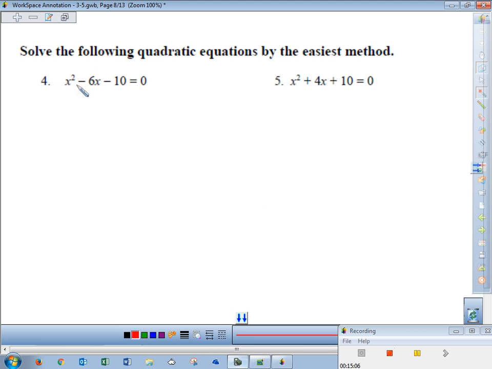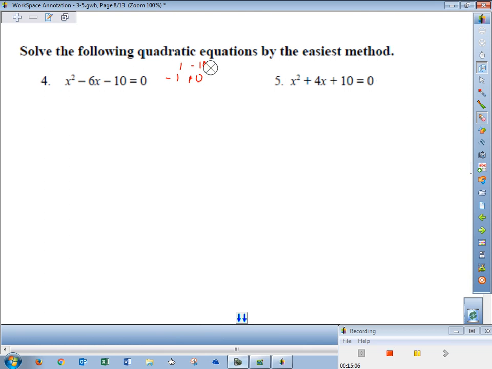Number 4. Can I factor this? Well, it's in the easy factor category because A is 1. Two numbers that multiply together to be negative 10 and add together to be negative 6. So 1 and 10, but one of them is negative, and 2 and 5, but one of them is negative. And neither one of those is going to work for me. I can't factor this. So I want to see if I can complete the square on it.